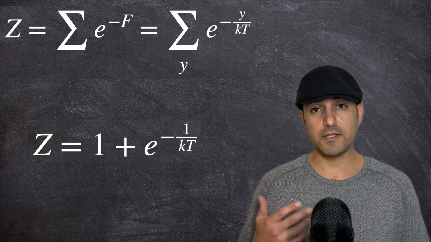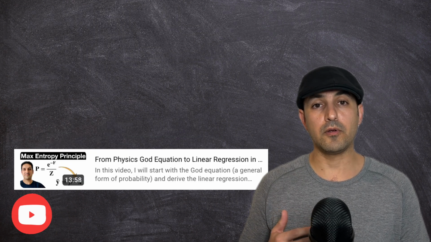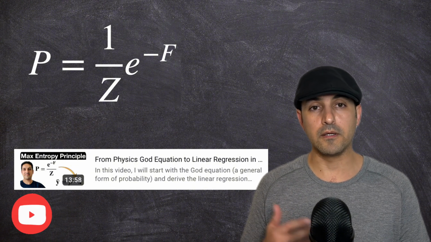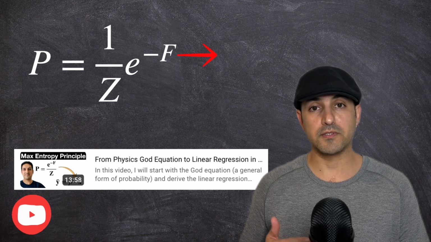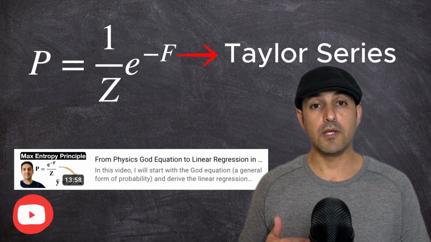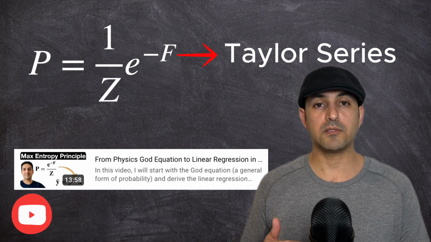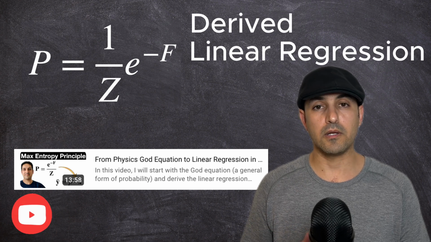Before I move to the next subject, let me remind you that in this video, we started from the general form for probability, which we previously called the God equation, and wrote the effective free energy in terms of its Taylor series. We then ignored the higher order terms in the Taylor series using the maximum entropy principle to derive the linear regression in machine learning.